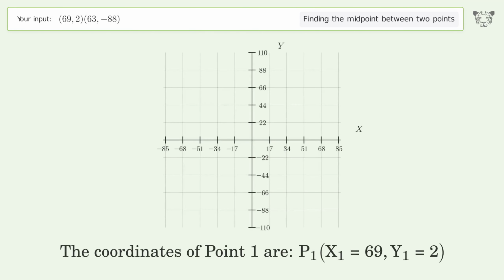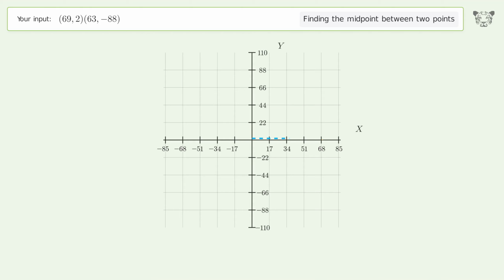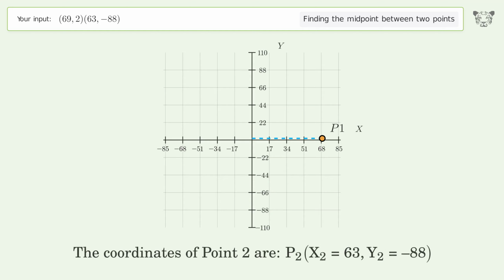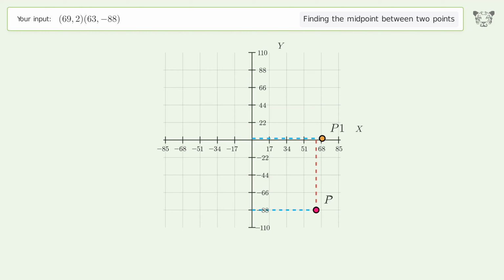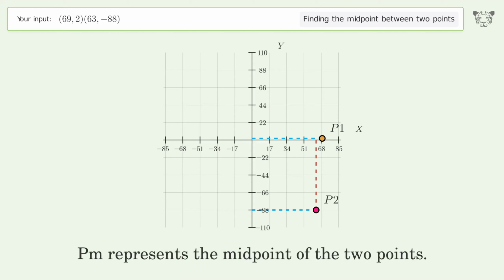The coordinates of point 1 are, x1 equals 69, y1 equals 2. The coordinates of point 2 are, x2 equals 63, y2 equals negative 88. PM represents the midpoint of the 2 points.